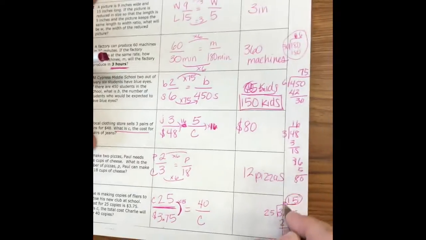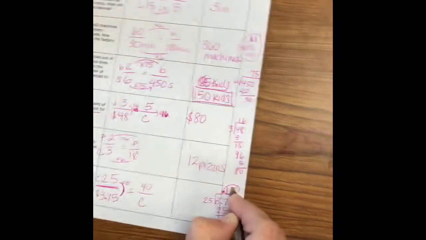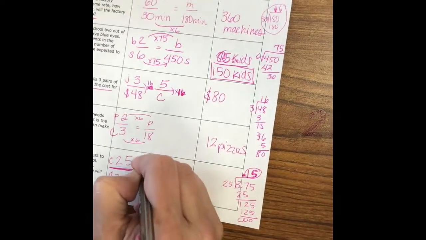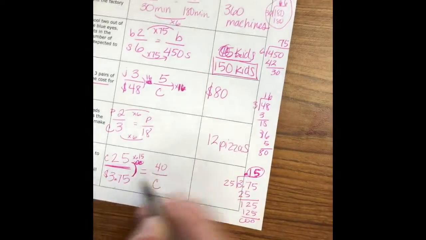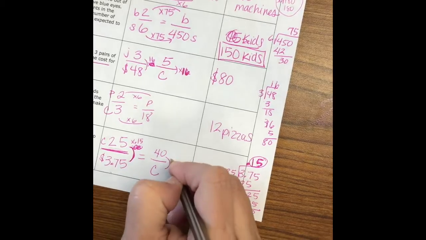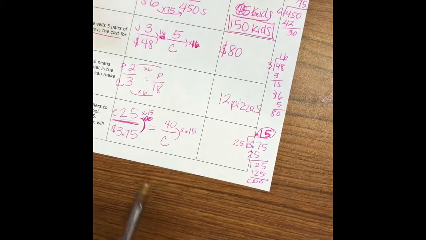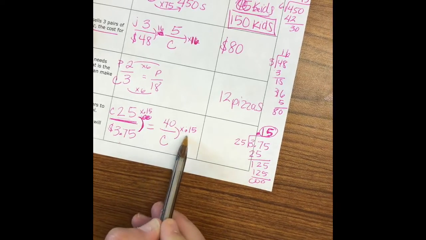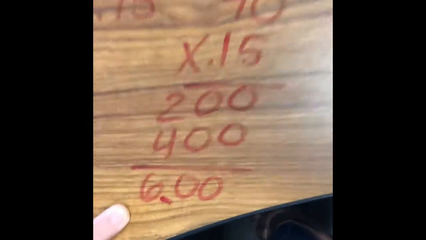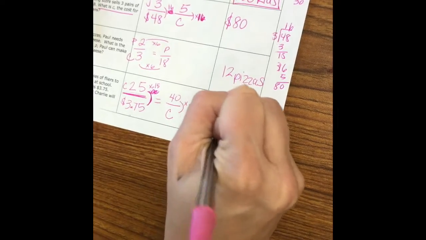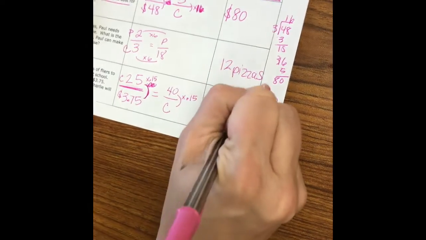So when I divide this, notice there's my decimal. So it's really 0.15, okay? So my scale factor is going to be times 0.15, that's within. So over here, I'm going to multiply by 0.15, okay? When I do that, 40 times 0.15 is $6. So the cost of making 40 copies is going to be $6, okay?